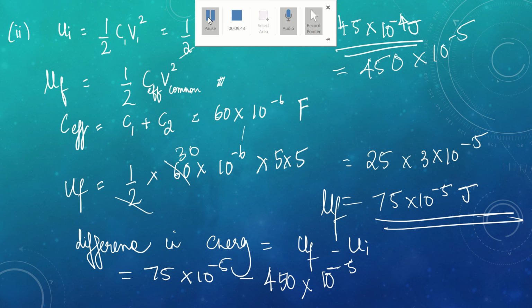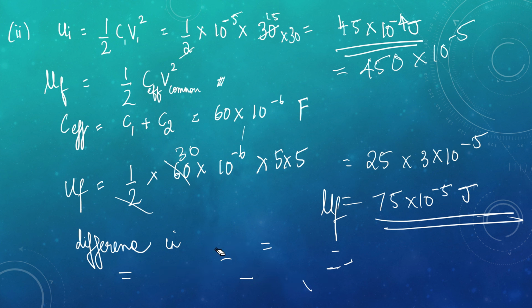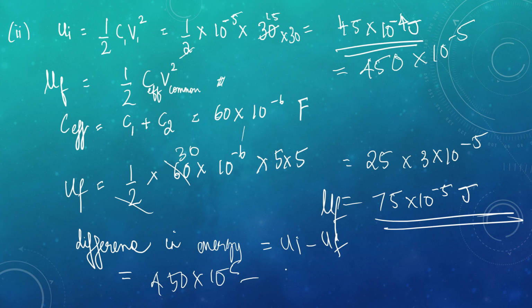I made a mistake here. It is UI minus UF. Okay, we'll write it again. Difference in energy, Ui minus Uf. Ui is 450 into 10 raised to minus 5 minus 75 into 10 raised to minus 5.